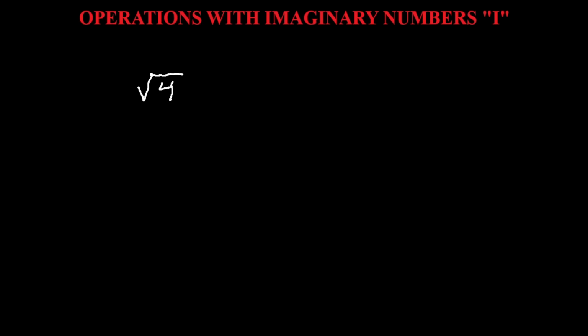Let's start off with the definition of the imaginary number i. If we had the square root of 4, there's two ways to get that. Let's say I had minus 2 times minus 2, or I had positive 2 times positive 2. Either of these would yield the 4.